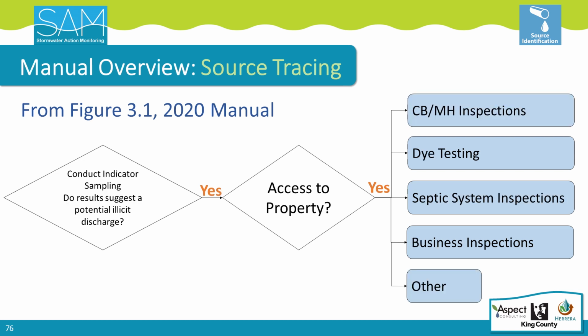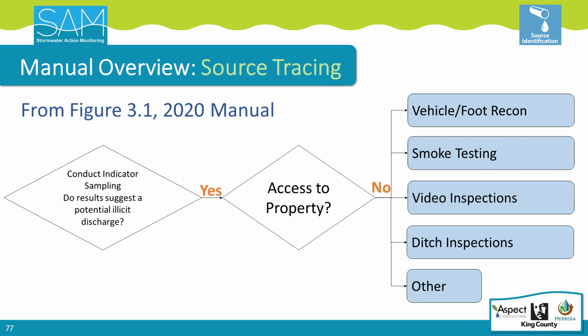If we're conducting indicator sampling and those results suggest a potential illicit discharge and we have access to the property, we'll be looking at catch basin manhole inspections, dye testing, septic system inspections, business inspections, or one of those other source tracing methodologies. And then if we do not have access to the property, your options can be looking at vehicle foot reconnaissance, smoke testing, although you would have some notification that would go along with that, video inspections, ditch inspections, or one of our other source tracing methodologies.